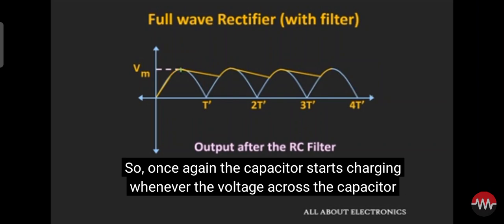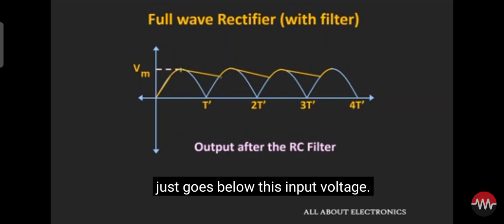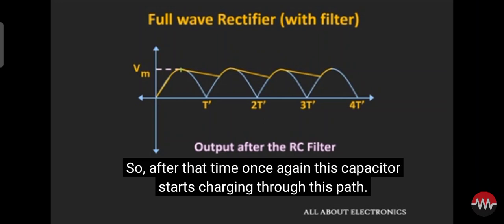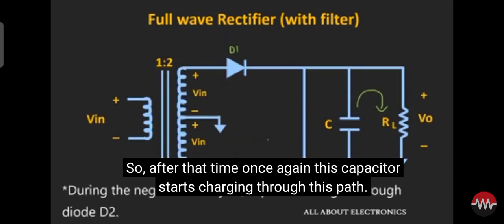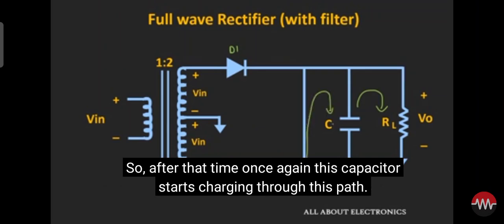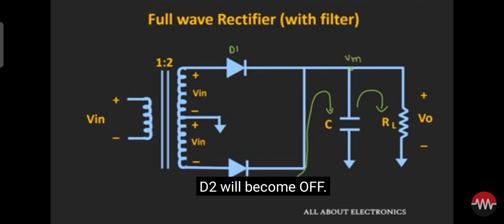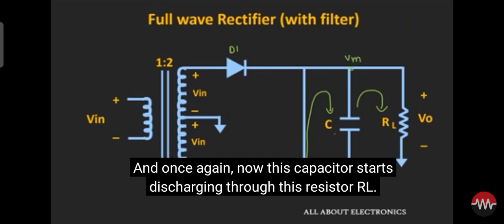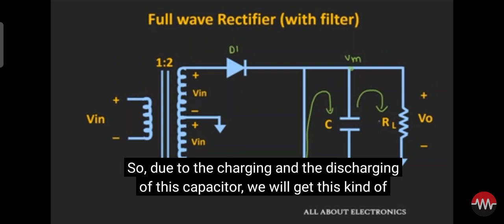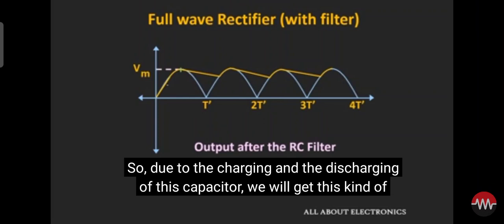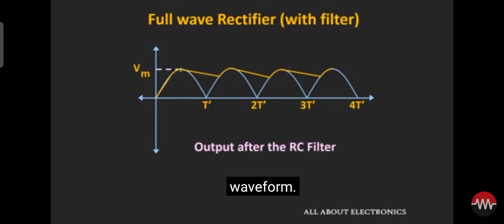Once again, this capacitor starts charging whenever the voltage across the capacitor goes below the input voltage. After that time, once again this diode D1 will start conducting through this path. And when the voltage across the capacitor becomes Vm, this diode D2 will turn off. Now this capacitor starts discharging through this resistor RL. So due to the charging and discharging of this capacitor, we will get this kind of waveform.